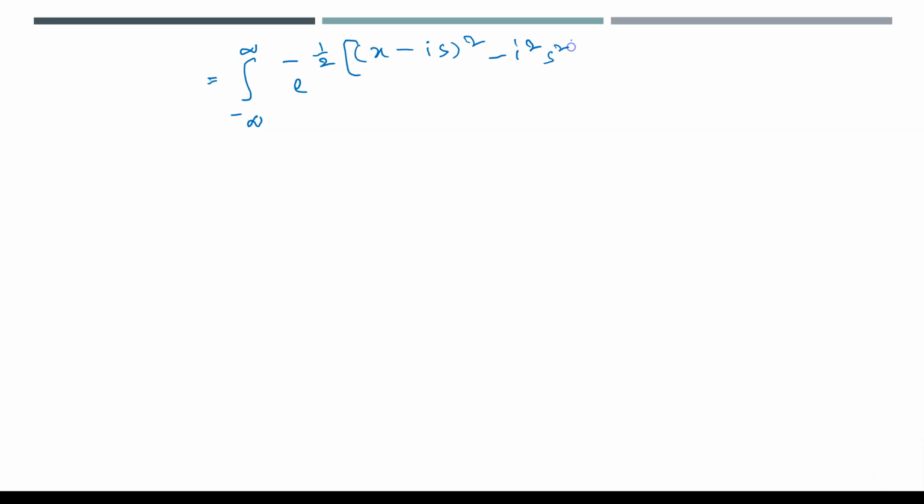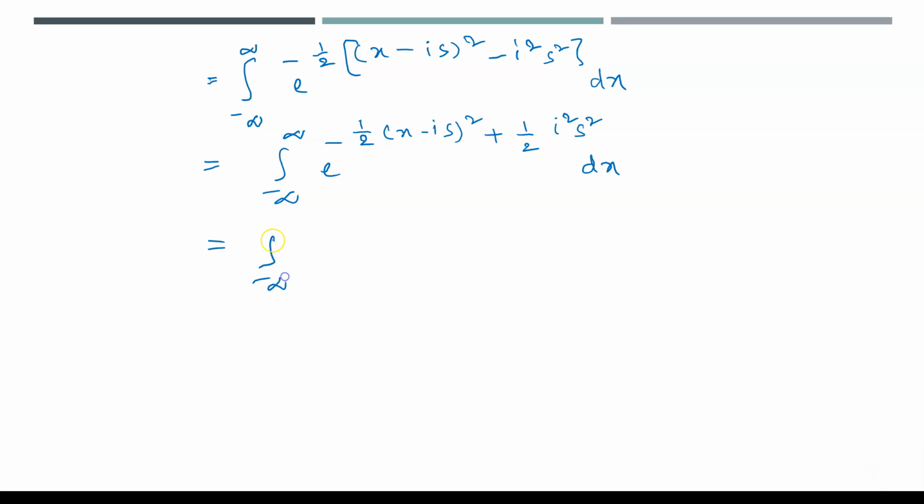dx, which is equal to the integral from minus infinity to infinity of e power minus 1 by 2 into (x minus is) whole square plus 1 by 2 into i square s square dx. That is the integral of e power minus of (x minus is) by root 2 whole square into e power i square s square by 2 dx.